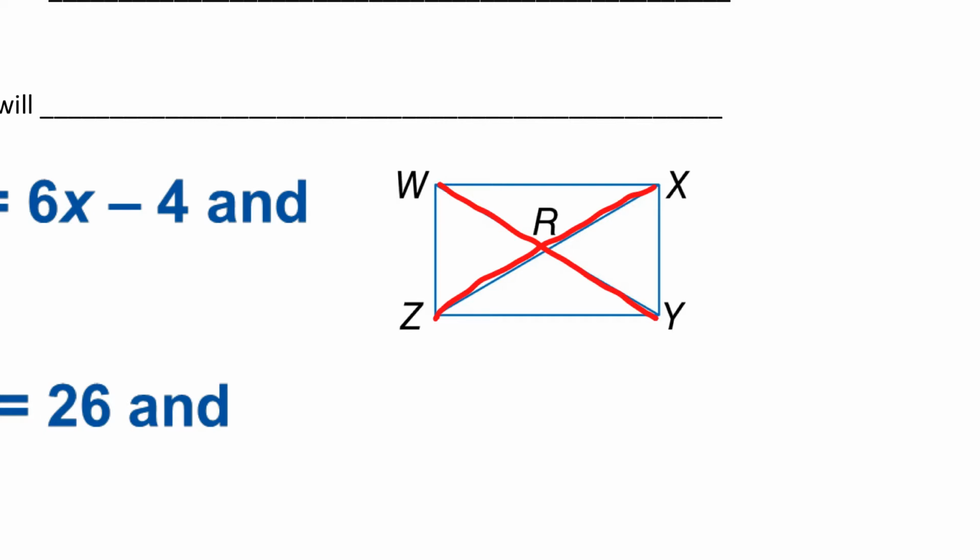Okay, they do bisect each other because they're a parallelogram, but there's something even more that we know about those two lines right there. Okay, so comparing ZX, this line right here, and WY, what do I know about these two? They're congruent. Yes, they're equal to each other.